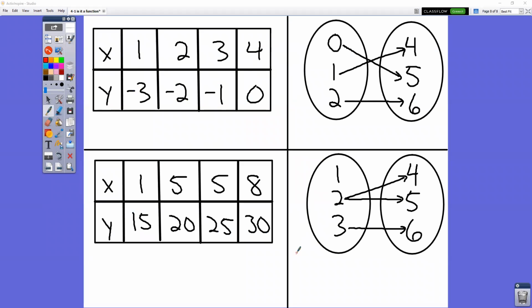Go ahead and try these 4, please. Again, if there's 2 X values the same, it is a no.